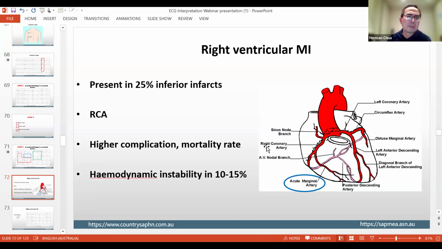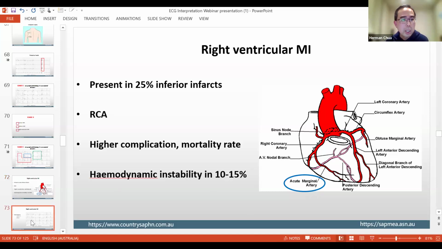I mean, so long as I can diagnose an inferior, I should be okay, right? The thing is that when you get involvement of the right ventricle, there is actually a higher complication rate, higher mortality rate. And in fact, it causes hemodynamic instability in a proportion of patients. When patients come in with inferior OMI with hypotension, you begin to think, is this a right ventricular MI? That's because the right ventricle is not working, so it compromises the preload.